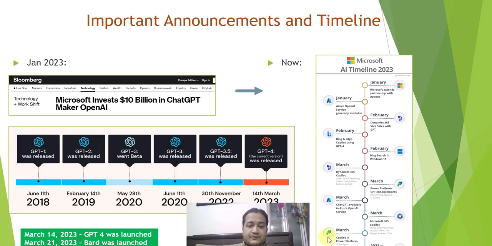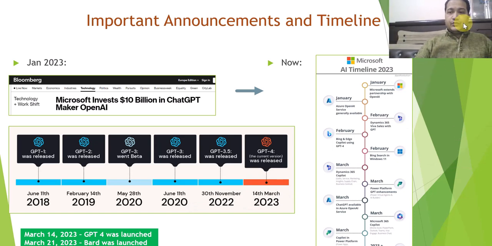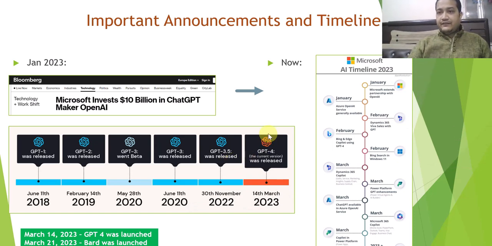Now, important announcements and timeline. It is very important to know what happened and when it happened. In January 2023, Microsoft invested $10 billion in ChatGPT maker OpenAI. If I talk about the timelines of GPT, you see here GPT 1 was released in 2018. Then in 2019, GPT 2 was released, and the story goes on.